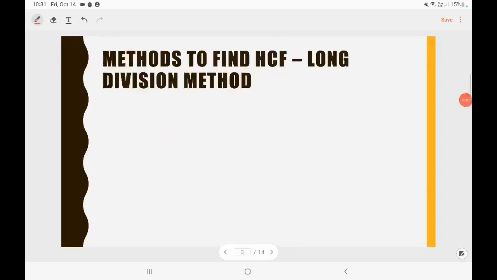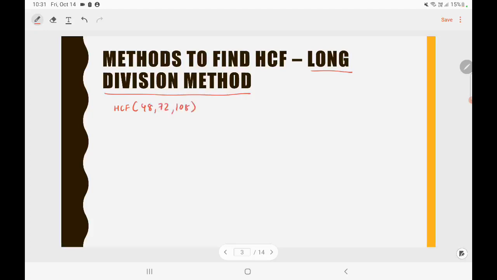So now let us look into various methods to find HCF. We have three methods. So I am talking about the first method, that is the long division method. This method, we don't usually use because it is actually difficult to find HCF using this method. We'll be mostly using prime factorization method. So anyway, you just need to understand how this method works. Okay, so let us take an example. We need to find out the HCF of 48, 72 and 108.